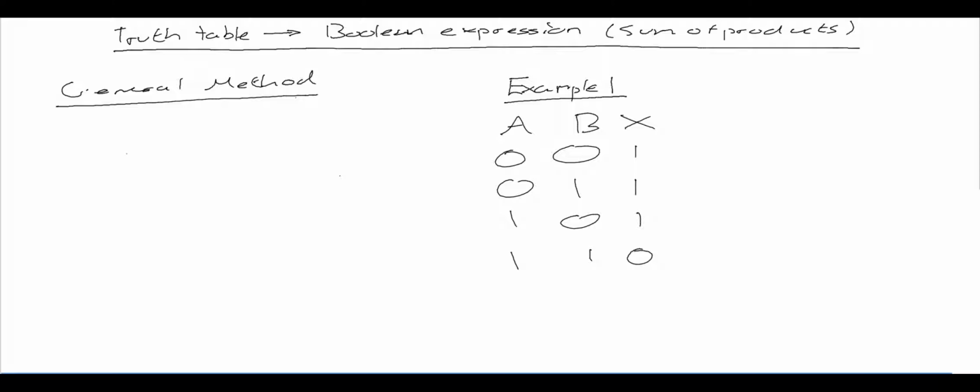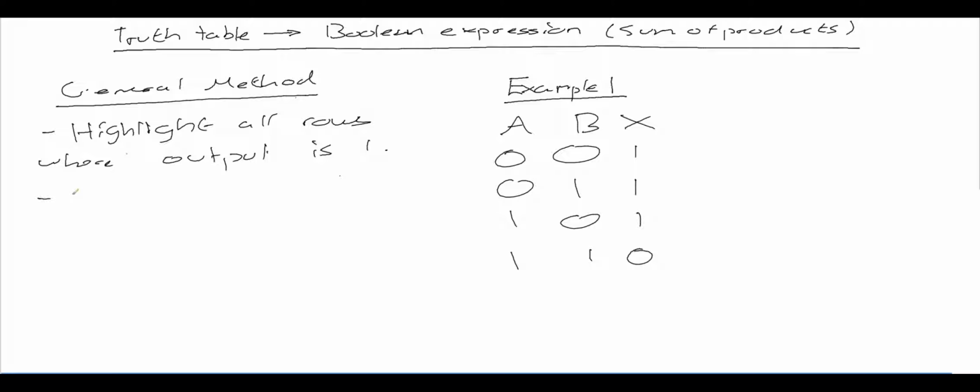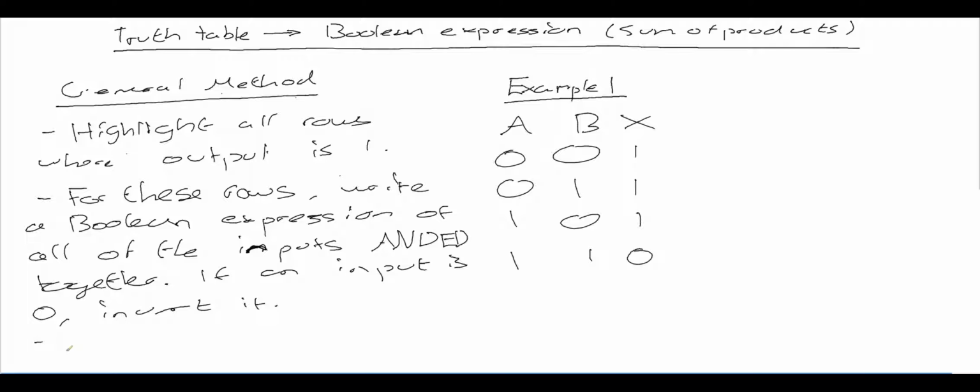And what we have to do first to apply the sum of products method is to highlight all of the rows in our truth table where the output column contains a 1. Secondly, we've got to go through these rows and write a Boolean expression of all of the inputs ANDed together. And if the input is a 0, invert it or NOT it. And then lastly, we've got to join all of these smaller Boolean expressions we've just come up with using OR operators.